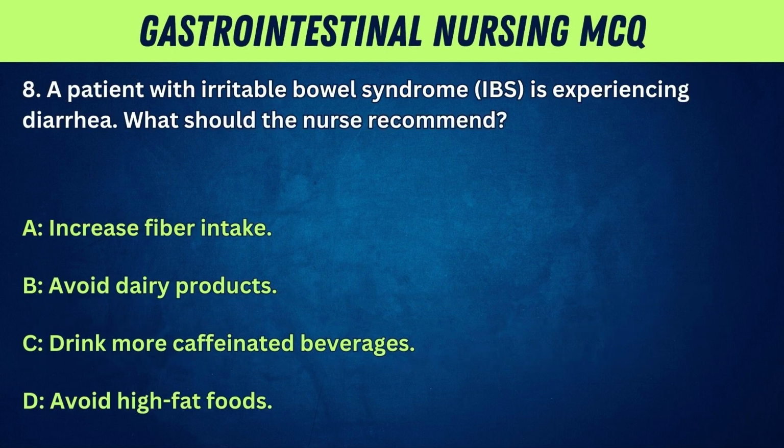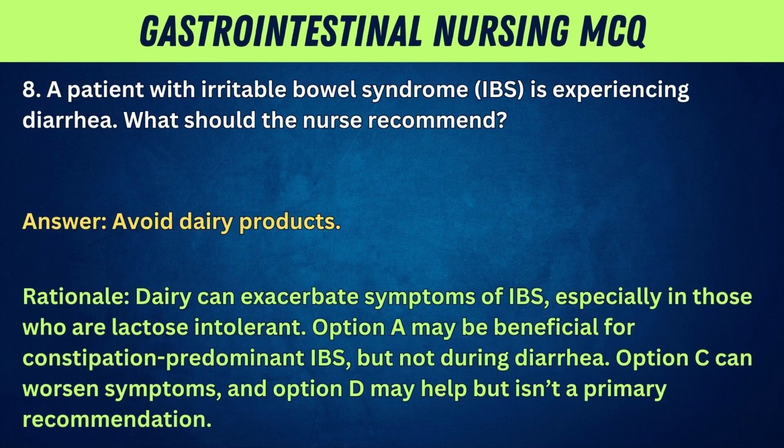8. A patient with irritable bowel syndrome, IBS, is experiencing diarrhea. What should the nurse recommend? A. Increase fiber intake. B. Avoid dairy products. C. Drink more caffeinated beverages. D. Avoid high-fat foods. Answer: avoid dairy products.